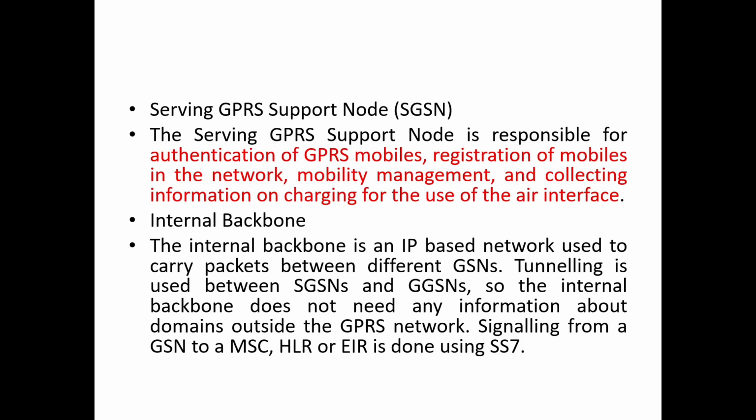Next is the internal backbone of the GPRS network. The internal backbone is an IP based network used to carry packets between different GSNs. Tunneling is used between SGSNs and the GGSNs, so the internal backbone does not need any information about domains outside the GPRS network. Signaling from an SGSN to an MSC, home location register, and EIR is done using SS7.